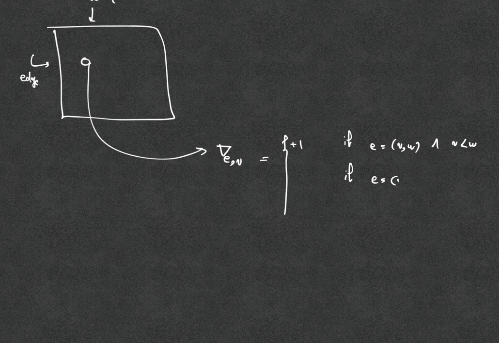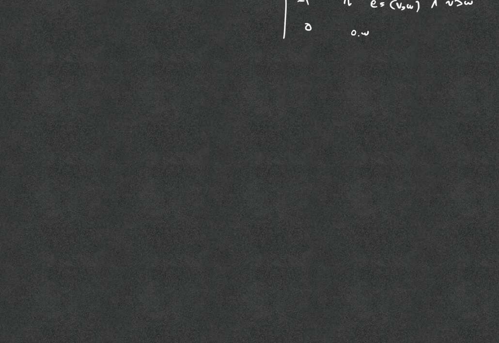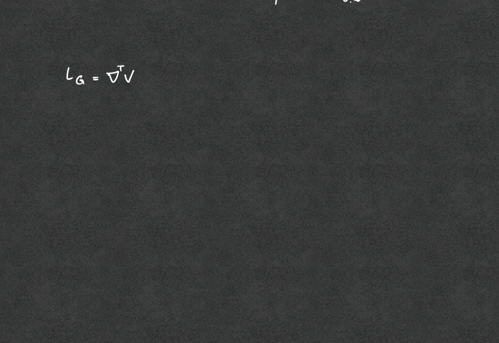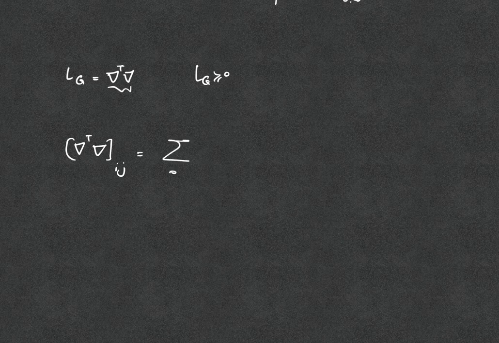Now if E is a V omega such that V is larger than omega, it's going to have -1 and 0 otherwise. The thing we want to show is that LG can be factorized by the incidence matrix. And obviously if you show that, it's also another proof why LG is positive semi-definite, because it is in this format. And this format is also symmetric. To see this, note that if you compute this and the ijth element, you're going to have basically this.